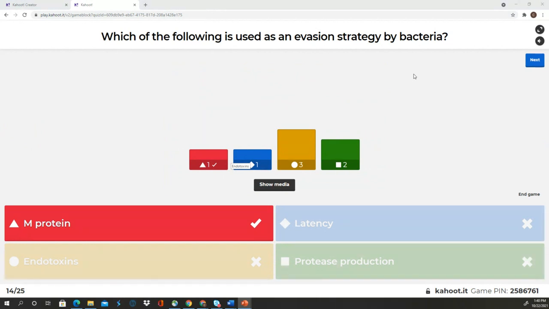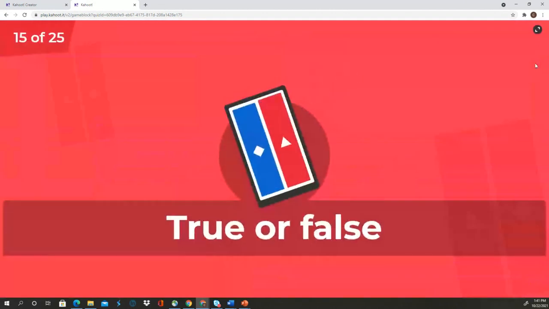So latency is a viral term. Endotoxins are a virulence factor. And then protease production. Remember, proteases target proteins. And so it can go for things like antibodies or other key proteins within the cell. So that's more of like an exoenzyme virulence factor kind of thing.